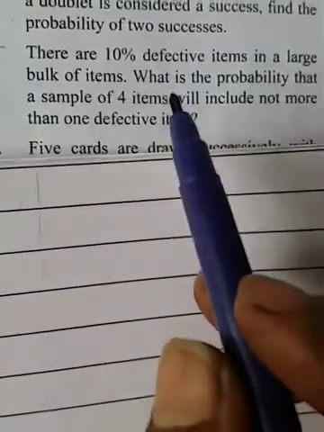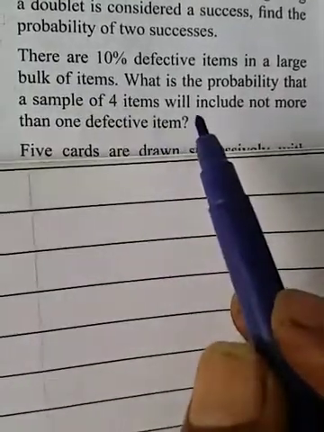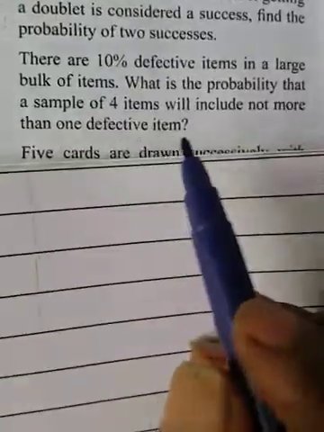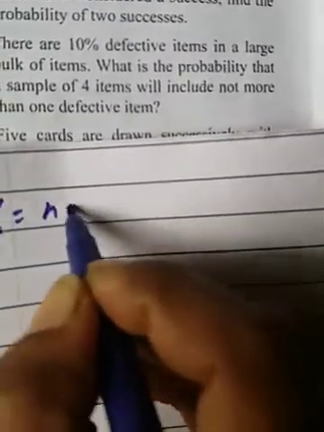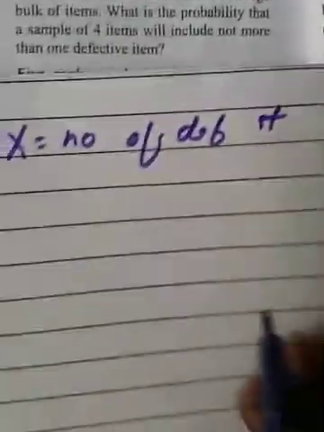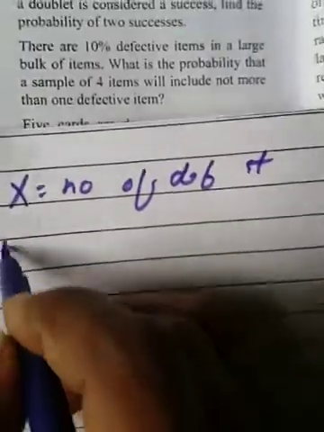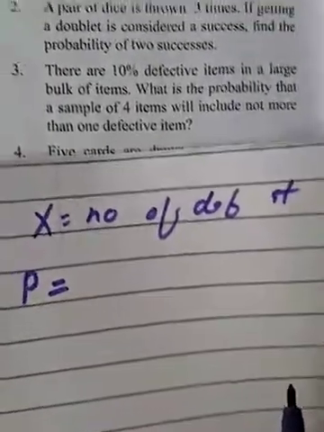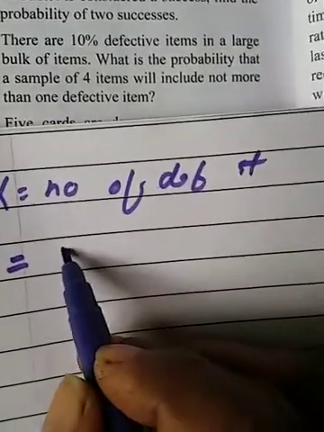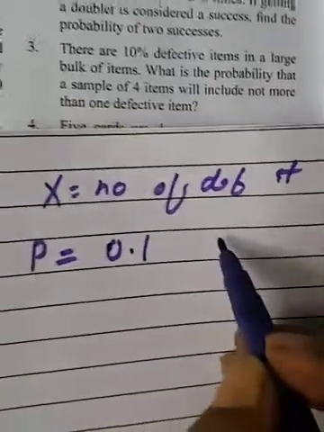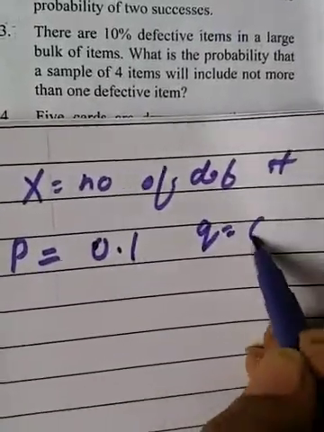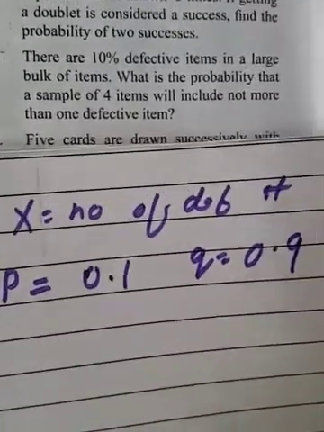The question is, what is the probability that a sample of 4 items will include not more than 1 defective item? So x equal to number of defective items. P is probability of defective item, that is 10%. 10% means 10 upon 100, 0.1. That is Q equal to 0.9.